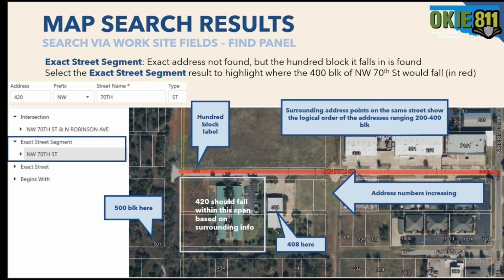You can also see different address points surrounding this area that help you identify that as well. We can see 408 just to the east of where 420 should fall. We have the 500 block to the west. We have the even numbers on the south side and the odd numbers on the north side. So these house numbers are increasing as we go to the west. So it's all information on the map that can help you figure out where 420 is, even if it doesn't find it or auto find it. It's basically just using the logical pattern of addresses and the information that's provided to you.